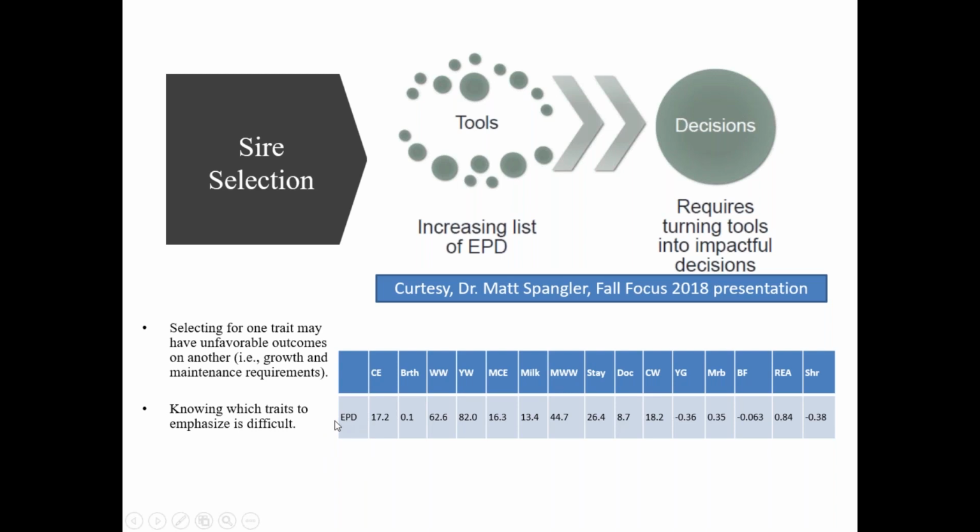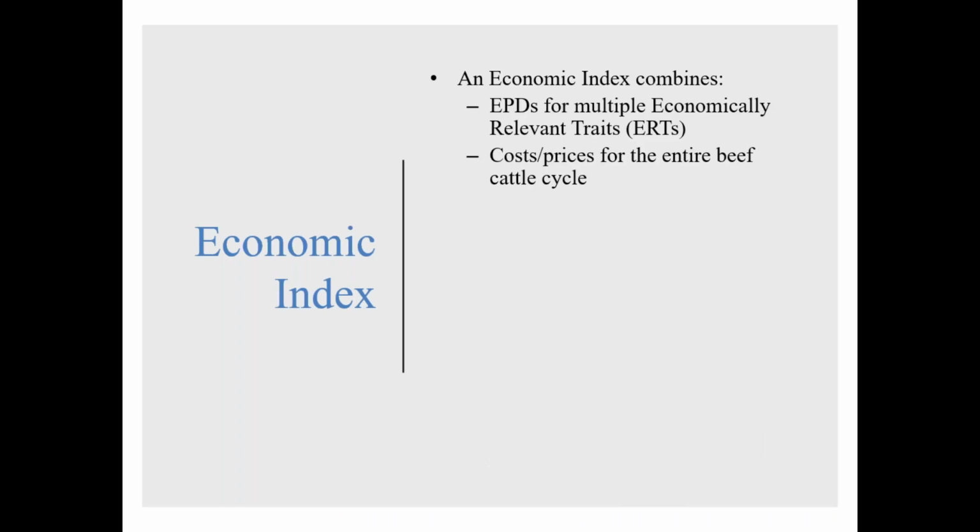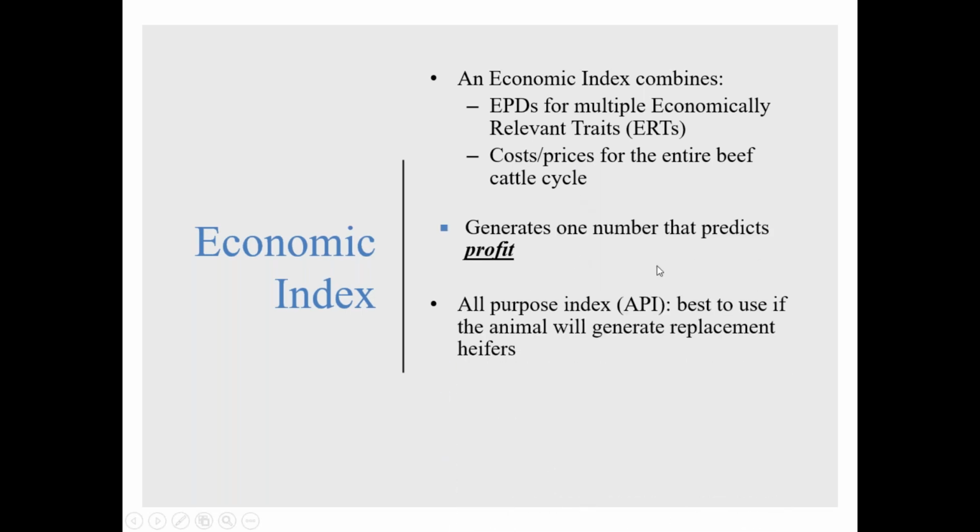So knowing which trait to emphasize is difficult, and if you select on any one trait, you might have unfavorable outcomes on other traits. And so that's really at the heart of economic selection indexes. So an economic index combines EPDs for economically relevant traits, those traits that influence the profitability of different sectors of the beef industry. And it assigns costs and prices associated with those traits to come up with one number that predicts profit.